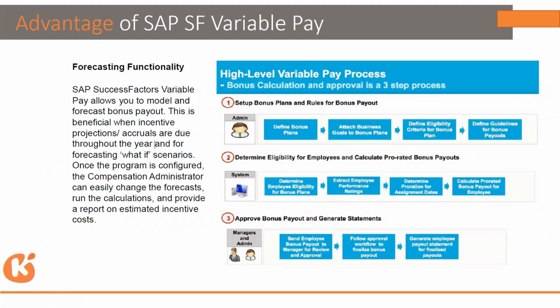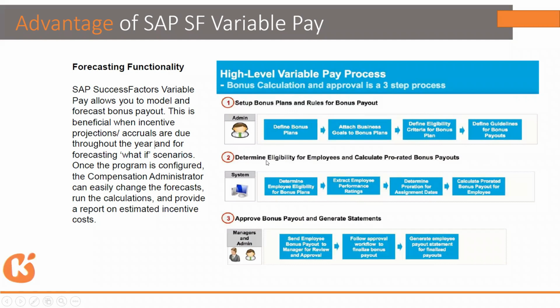Then you can see there are certain advantages of variable pay, and we have already discussed those advantages, but it's been divided into three sections. You can see the variable pay process is in three steps. The first one is to set up your bonus plan and the rules for the bonus plan. You will have to create your bonus plan, then attach your goal to the bonus plan, then define the eligibility criteria, who will be eligible and who will not. And finally, you calculate the amount.